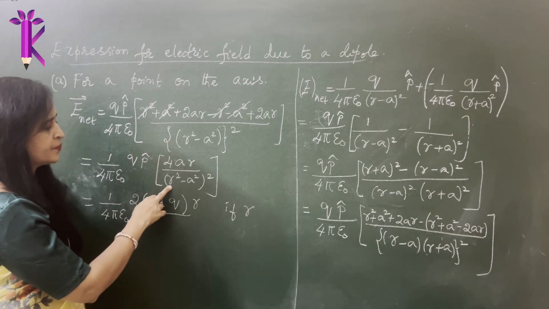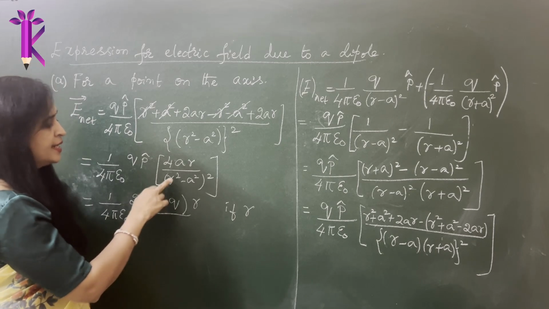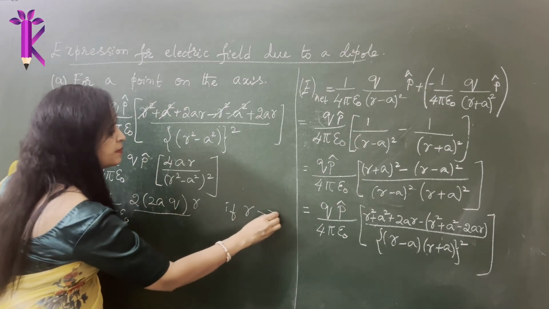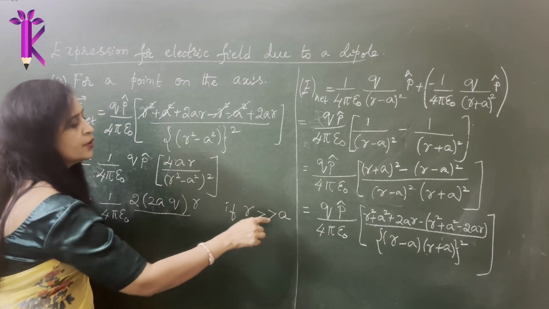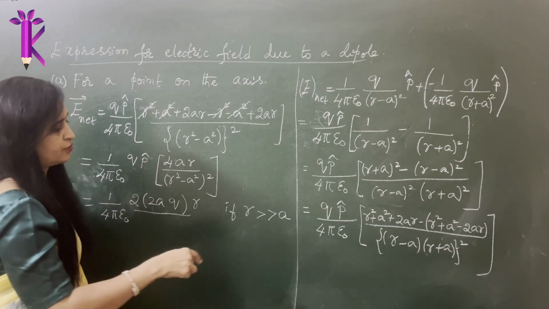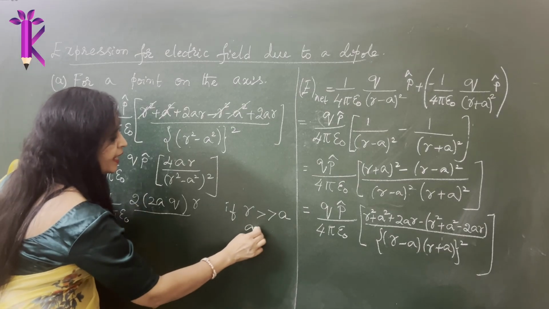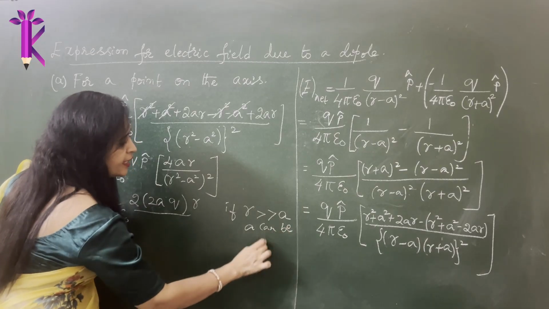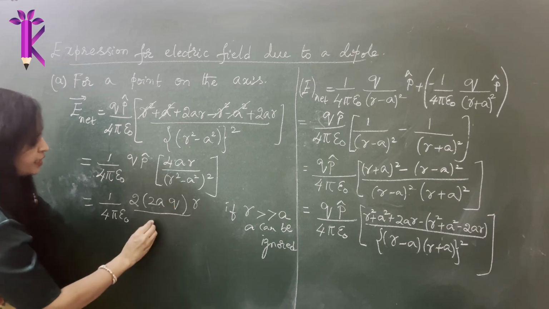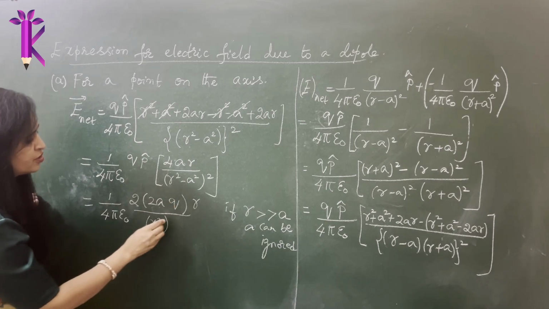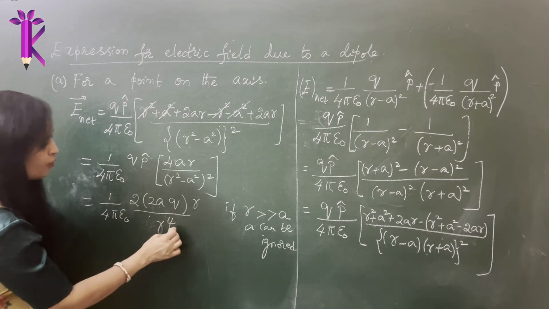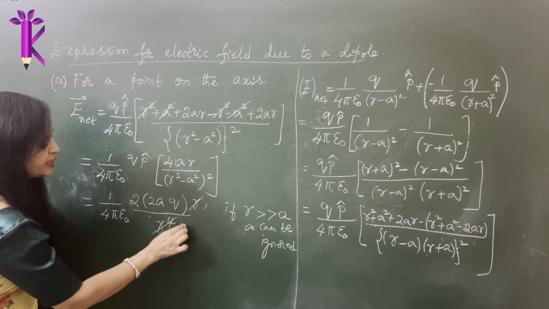if the value of r, what is r? r is the distance of point p where the test charge was placed from the center of the dipole. If this distance is very large compared to the distance of each charge from the center of the dipole, in such cases a can be ignored. You can ignore a, you do not take it into account. So if a is ignored, it becomes (r square) whole square, which is nothing but r to the power of 4. So r ones are r, so this becomes r cube.